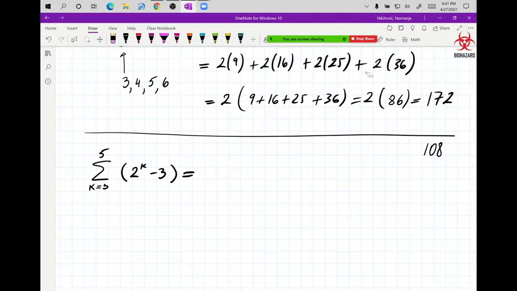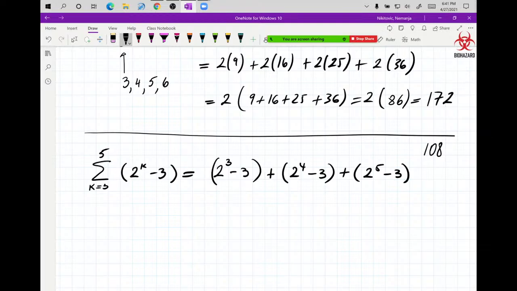So we have 2 raised to the 3 minus 3. That's my first. Plus 2 raised to the 4 minus 3. And the last one, 2 raised to the 5 minus 3. So this would be 8 minus 3 plus 16 minus 3 plus 32 minus 3. These minus 3s are minus 9.